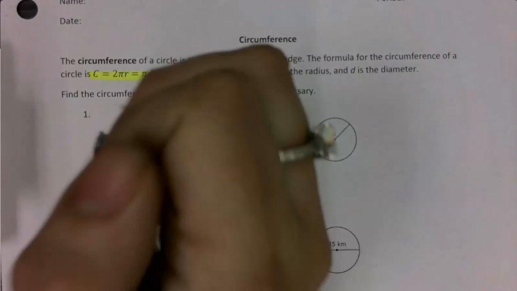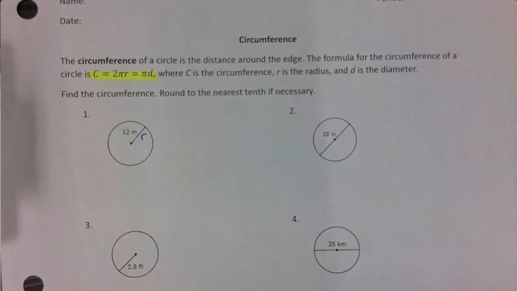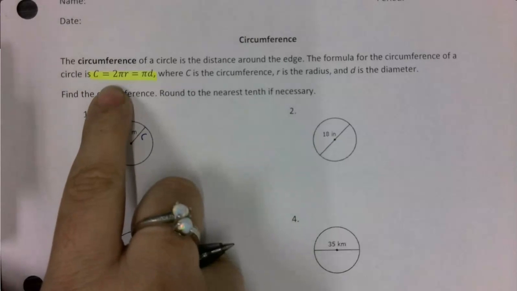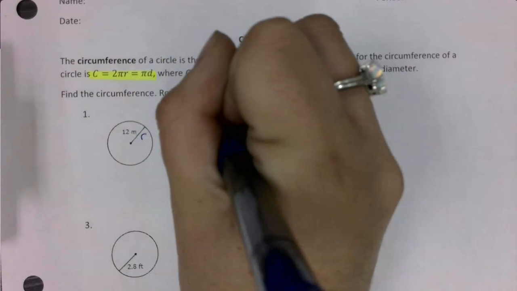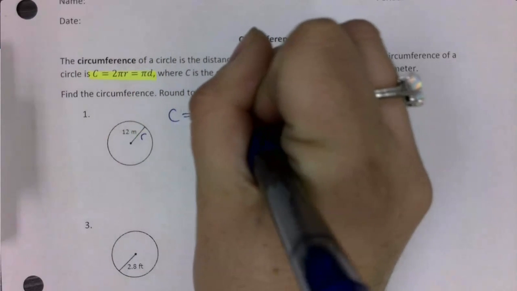So it starts off by giving me my radius. So I'm going to plug into the 2 pi r part of the formula. I'm going to have c equals 2 pi, and then r is 12.